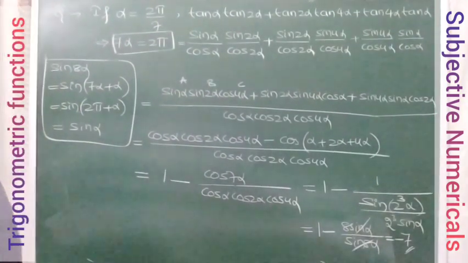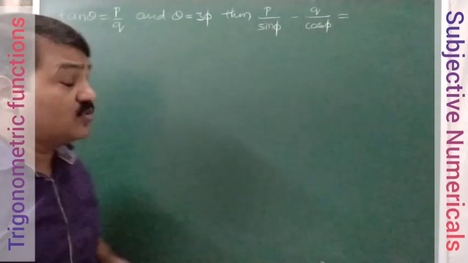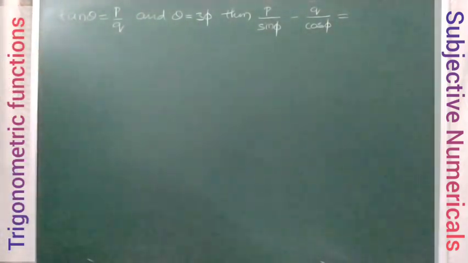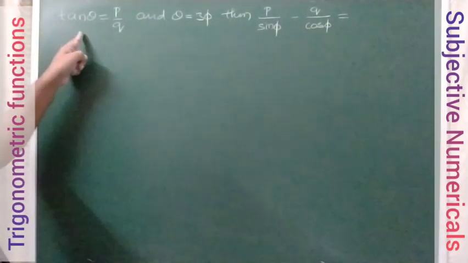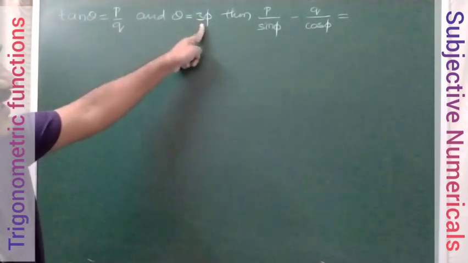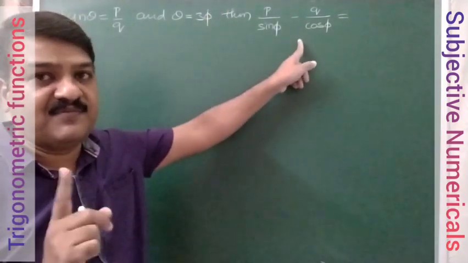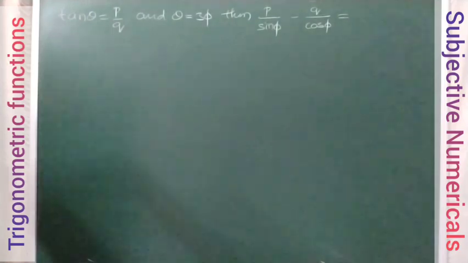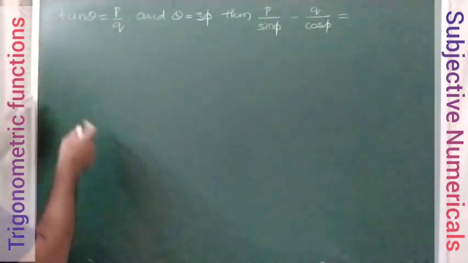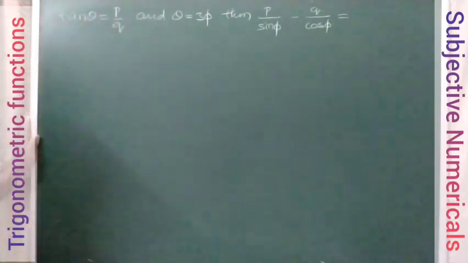So next problem we have on board. tan theta is equal to P by Q. Theta is equal to 3 phi, and this is what we have to find. Okay, so come to the first condition. Tan theta is given as P by Q.